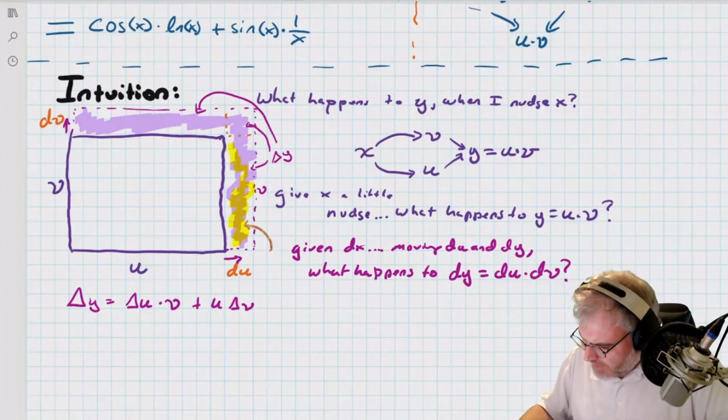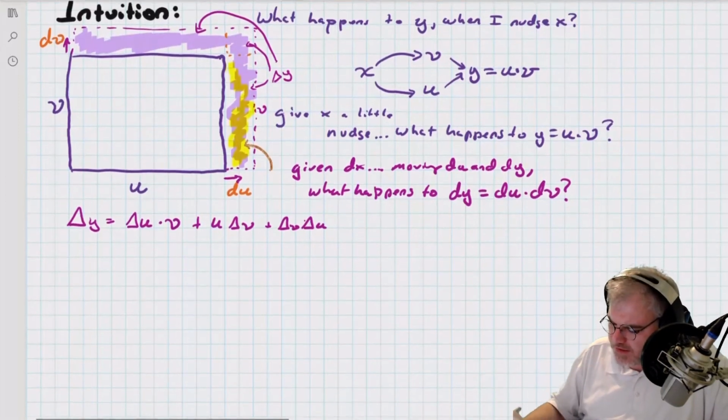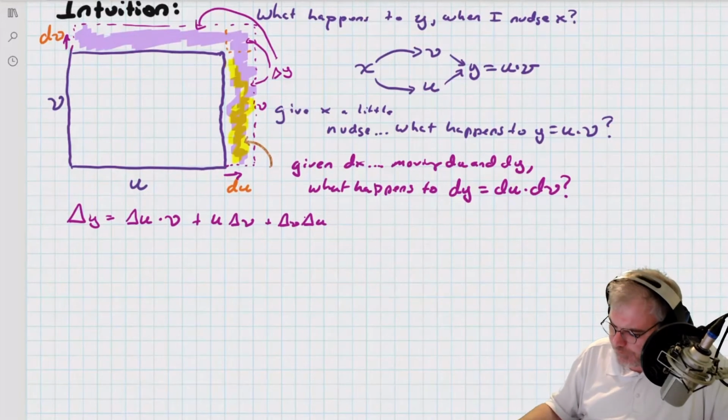And then I need to add this little bit extra here. There's a change in v times a change in u. Now let's take all these changes to 0.